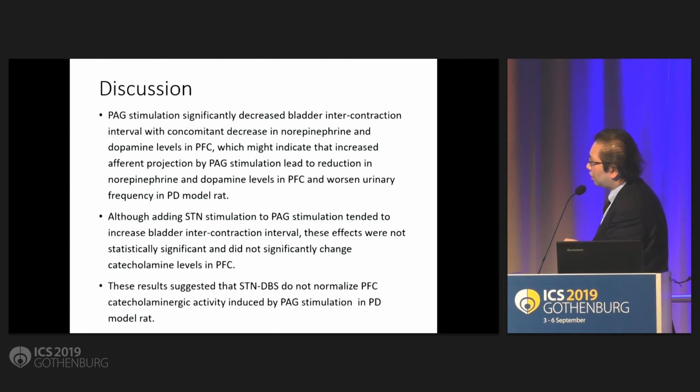So although adding STN stimulation to PAG stimulation tended to increase the blood intercontraction interval, these effects are not statistically significant and did not significantly change catecholamine levels in PFC. So these results suggest that STN-DBS do not, unfortunately, normalize PFC catecholaminergic activity. This is catecholaminergic level induced by PAG stimulation in PD models.